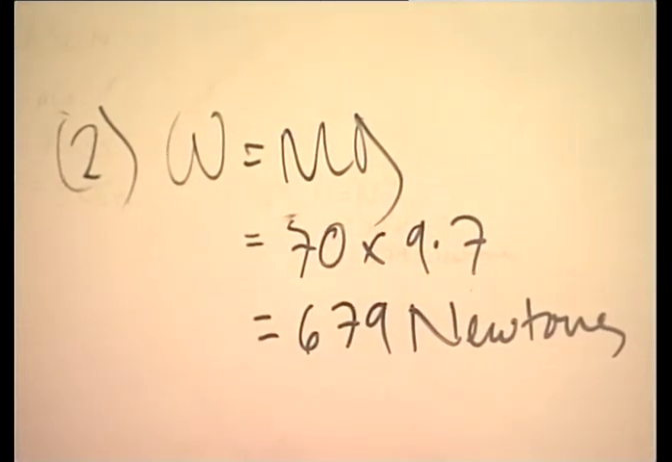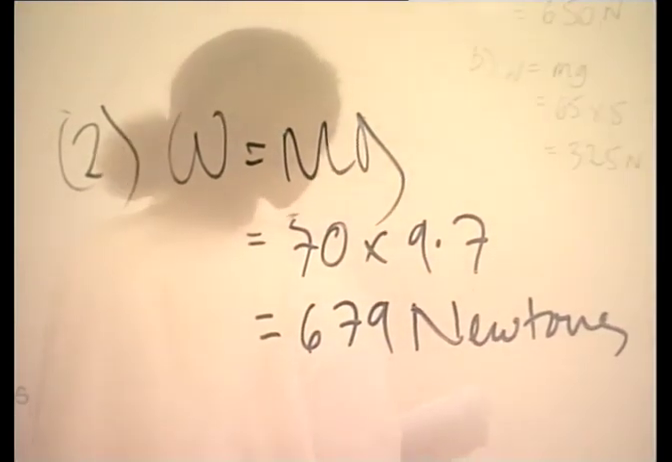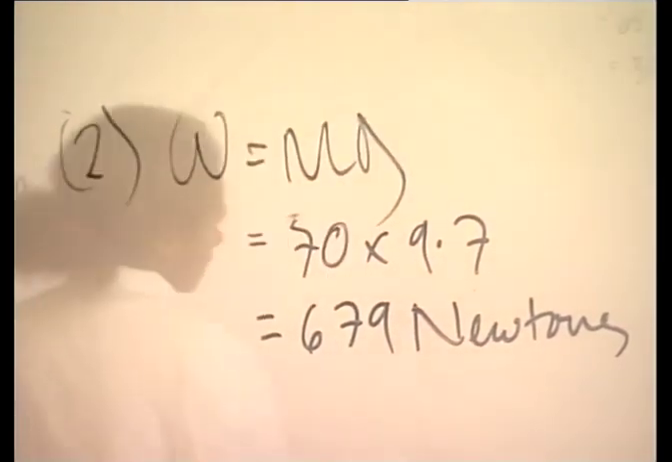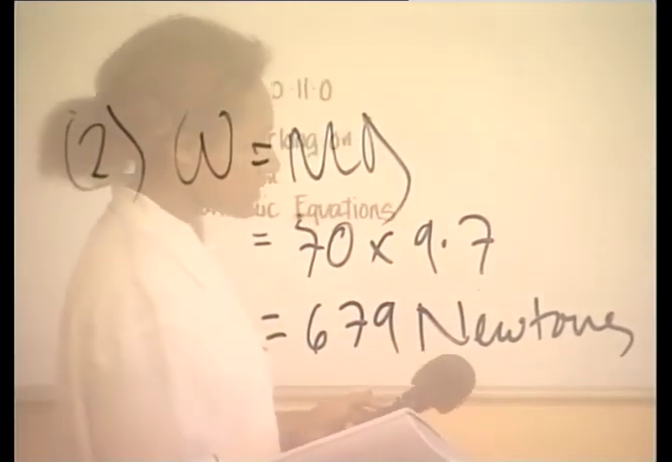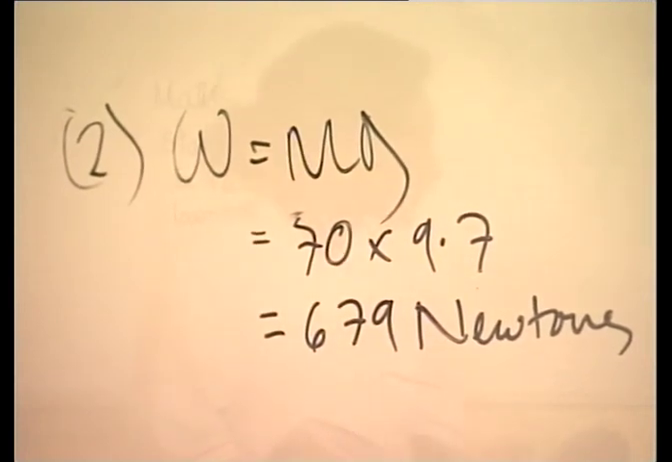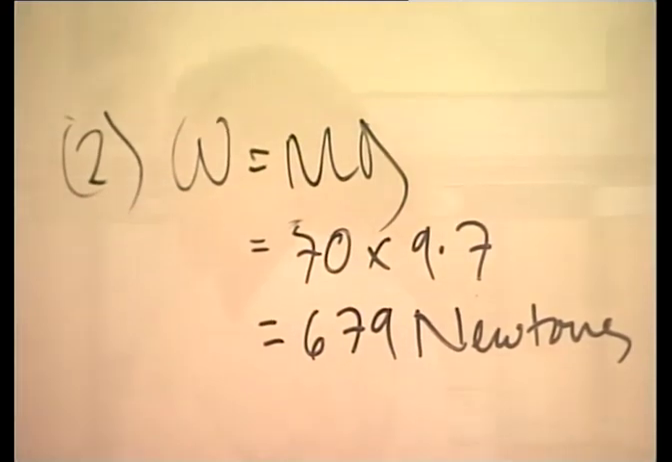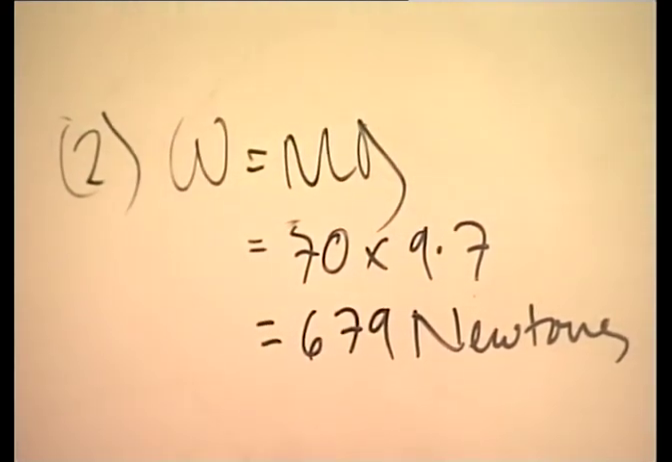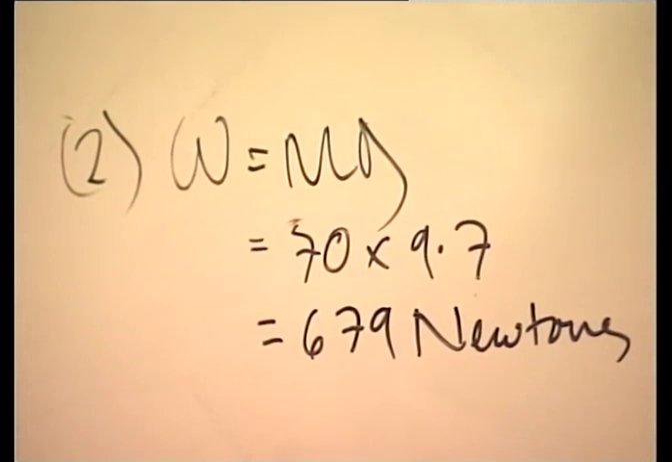The question is asking for the person's weight. To get the person's weight, you multiply the mass, which is 70 kilograms, by the gravitational acceleration, 9.7, to get our answer. All right, is the answer correct? Yes.